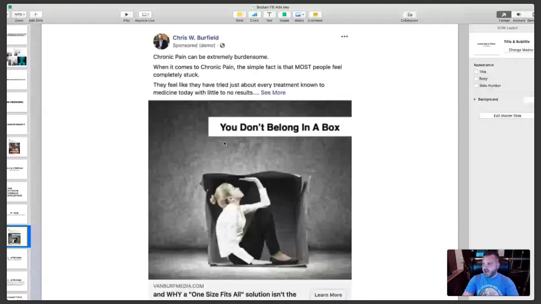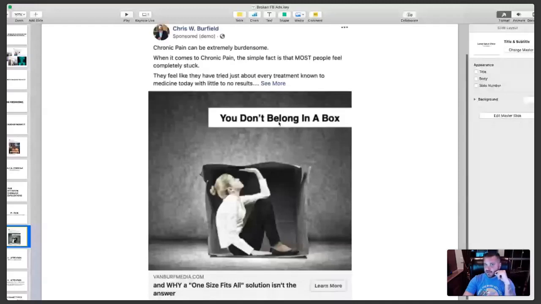So if I were to run an ad like this, right? I've got this ad right here. You don't belong in a box. So if I'm scrolling through the newsfeed, now this goes back to speaking to your core audience. Who is it that you're trying to attract? If I'm scrolling through the newsfeed and I see this, right? And it says you don't belong in a box.